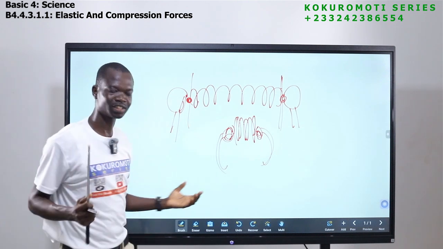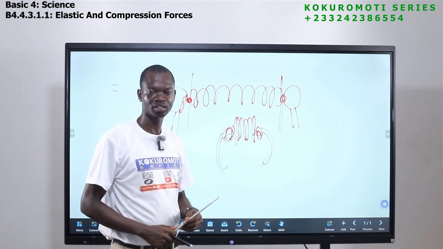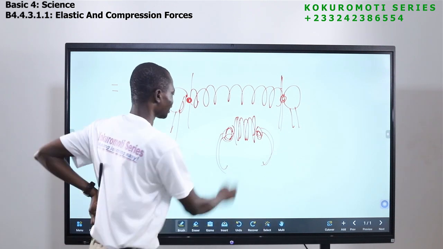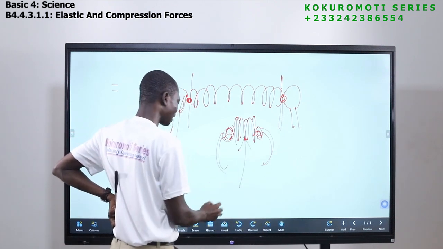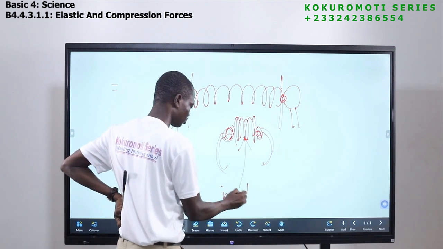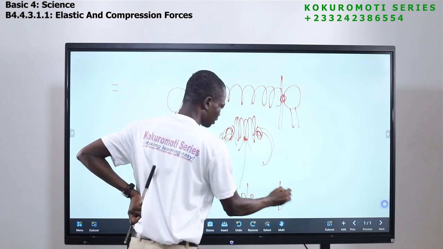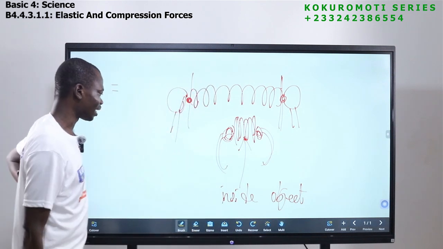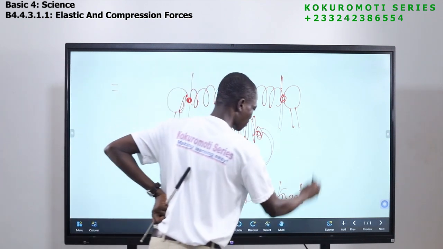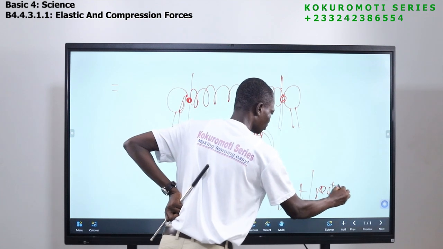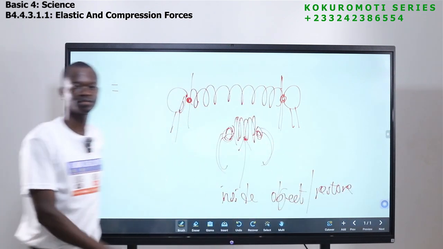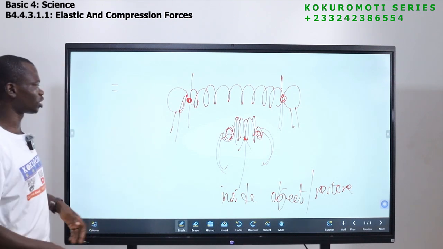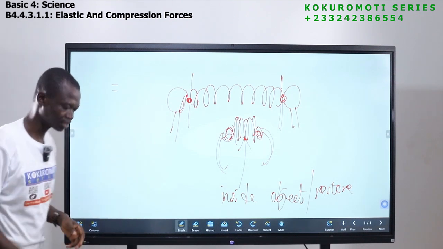What pushes them to the original shape is what we call the elastic force. That is what we call elastic force. So elastic forces are inside the objects or material, and what they do is that they restore the objects. It makes sure the object goes back to its original state.